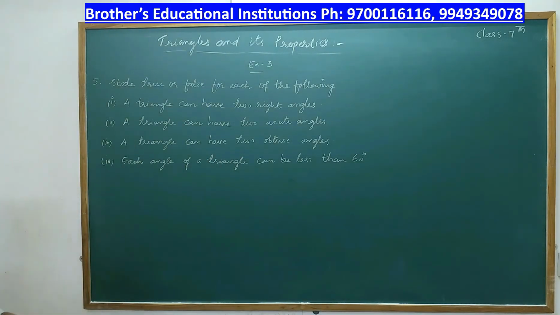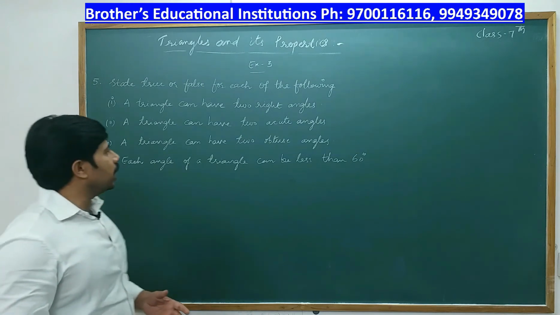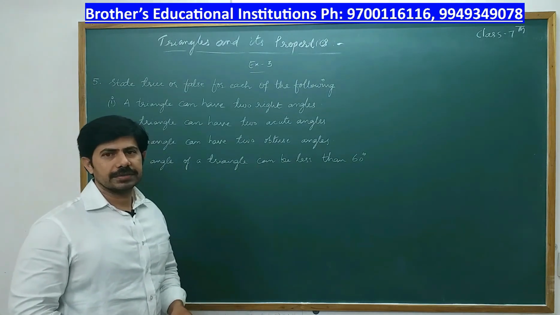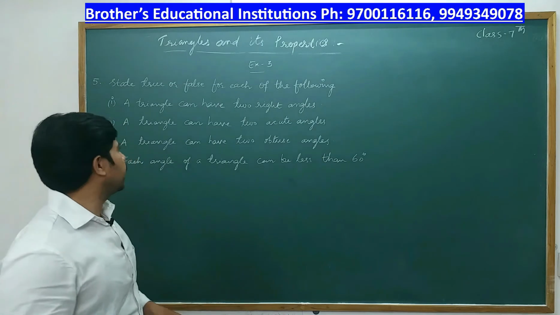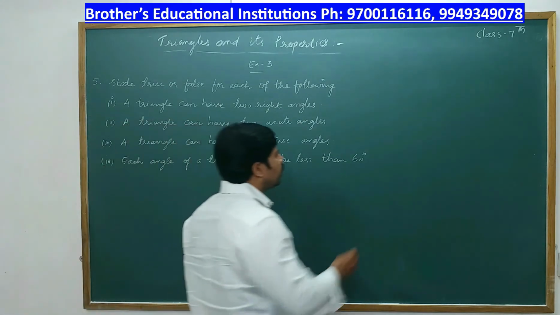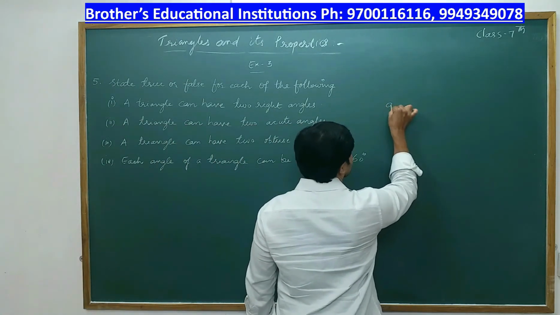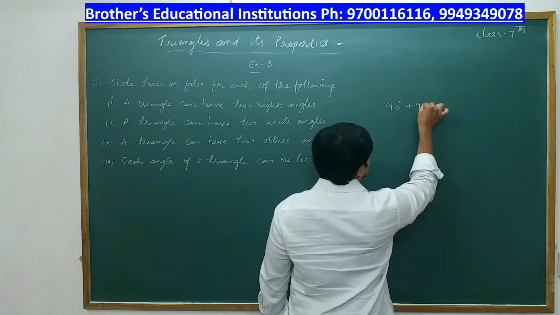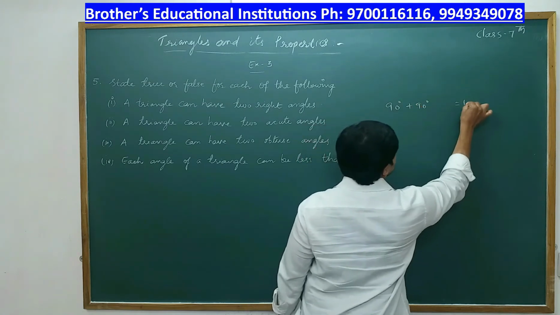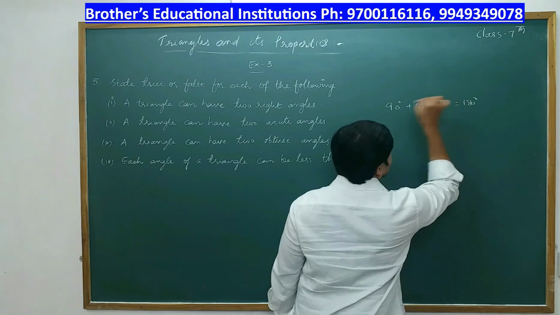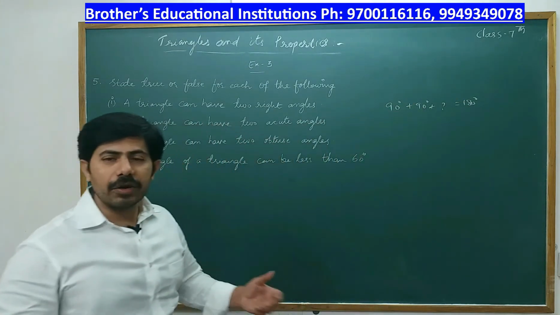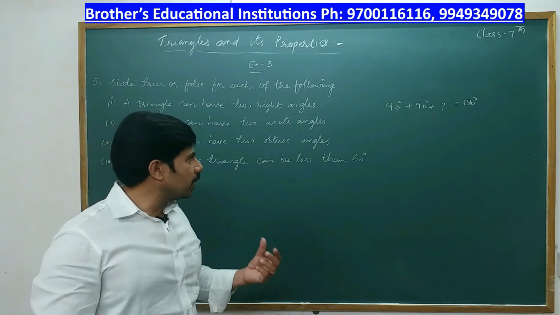Here we have to check whether the statement is true or false. A triangle can have two right angles is a statement. See, if a triangle has two right angles, it means 90 plus 90 will become 180. Then what about the third angle? Third angle cannot be 0 degrees, right? So third angle cannot be 0 degrees.